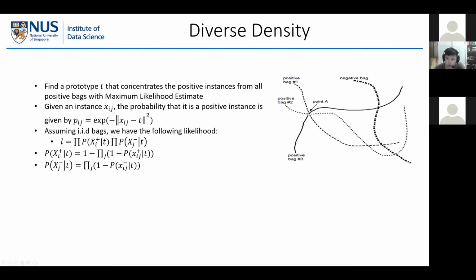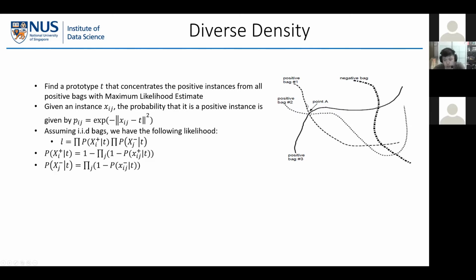If you see the lines on the right, they represent the instances inside each bag. You see positive bag 1 and 2 intersect at this point. So this point is the prototype T that we mentioned, the common point that is shared between all positive bags.